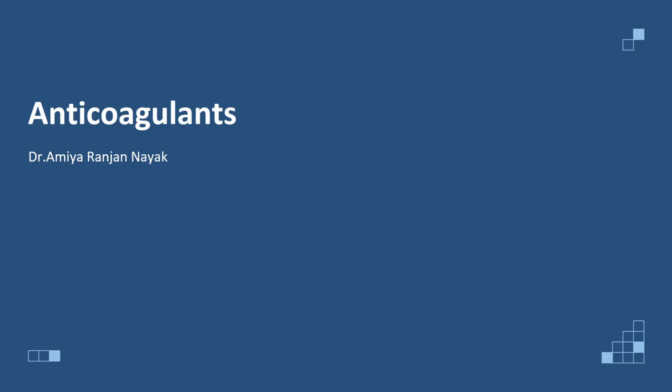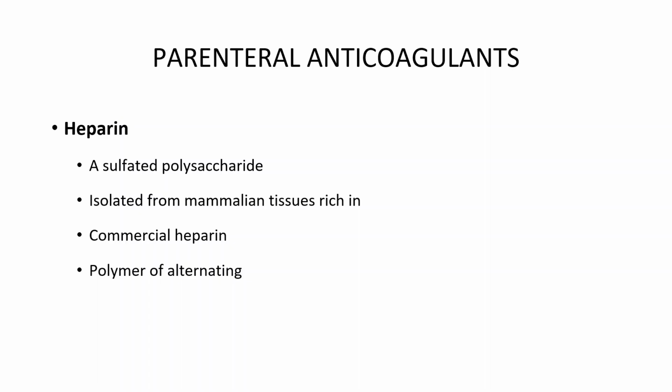Anticoagulants are divided into two groups. One is the parenteral anticoagulants, and the other one is the oral anticoagulants. Heparin is the prototype example for parenteral anticoagulants, and warfarin is the prototype example for oral anticoagulants.